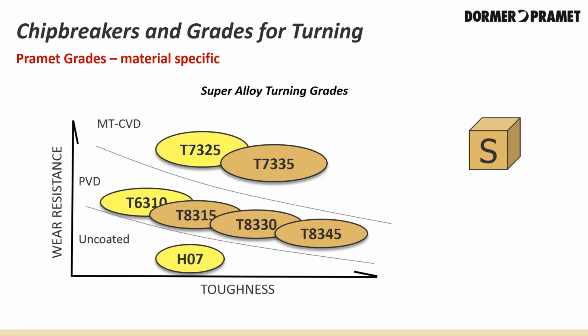In a PVD coating, the T6310 is specifically designed for the S group materials where resistance to high temperatures and thermal cracking is a must. The sharp positive geometry ensures low cutting forces and helps to prevent work hardening. The uncoated grade, HO7, is specifically made for turning of titanium and its alloys. It is a grade with high wear resistance for machining titanium alloys.